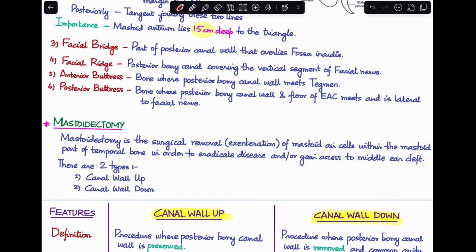So mastoidectomy is this operation where we are trying to surgically remove the mastoid air cells which lie within the mastoid part of the temporal bone so as to eradicate the disease and gain access to the middle ear cleft. That is the simplified definition of mastoidectomy. Now, mastoidectomy procedures have been divided into two types. One is canal wall up procedures and the other is canal wall down procedures. Right now, I'll be discussing the differences between the canal wall up and canal wall down procedures.